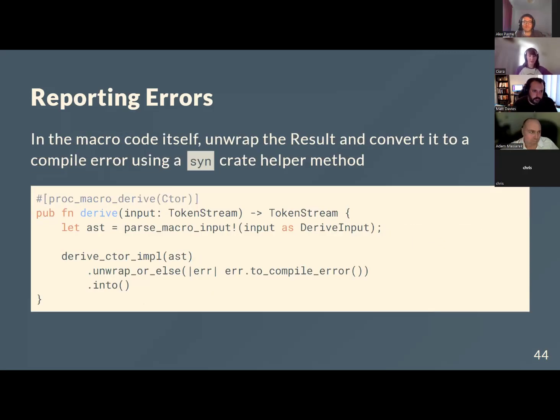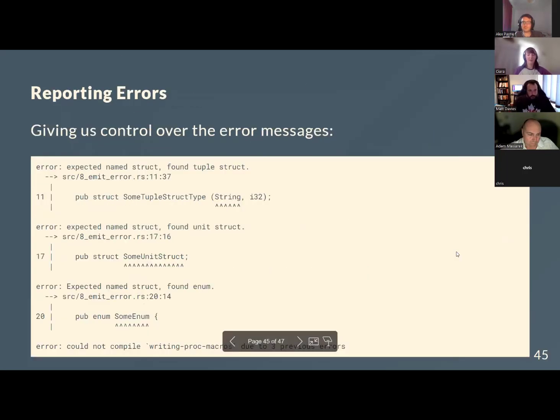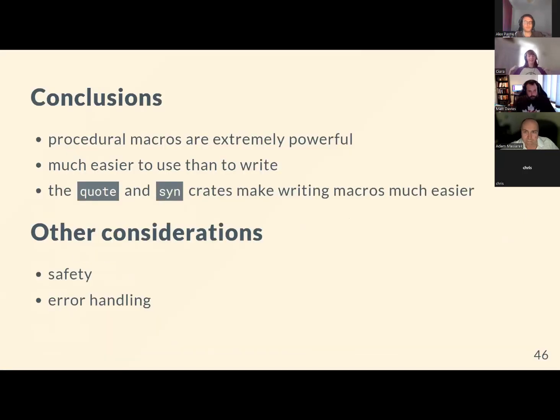So this is just going through that example that we went through in Visual Studio Code, unwrapping the results, converting it to a compile error using the create helper method. And that gave us the control over the error messages.